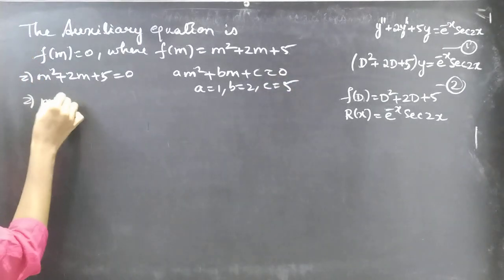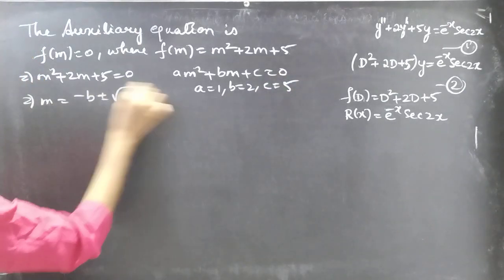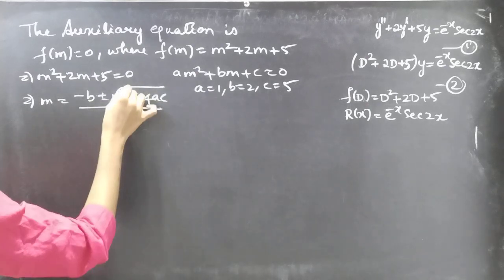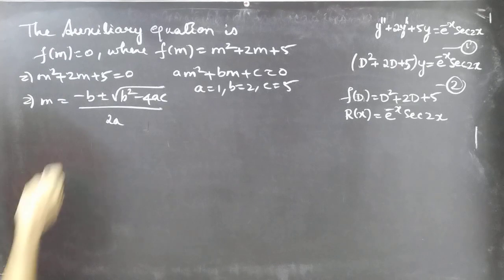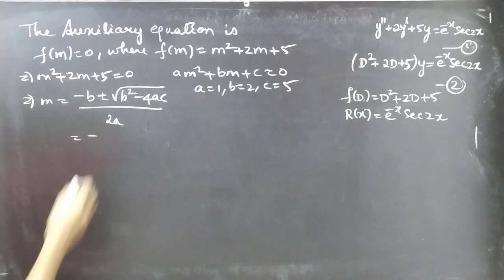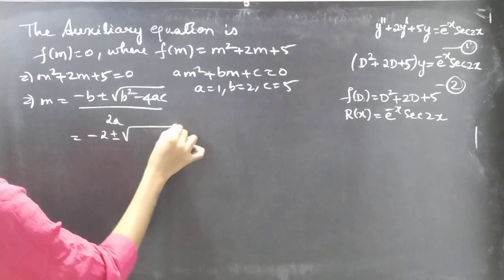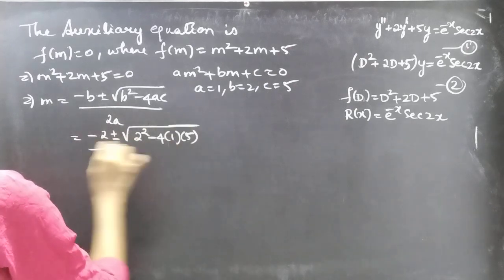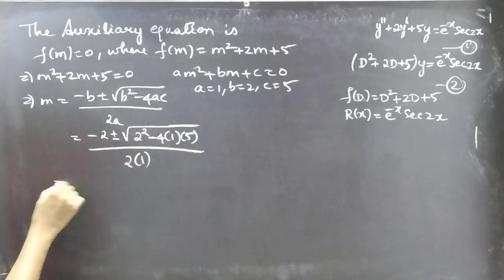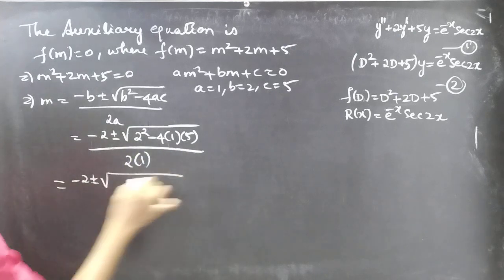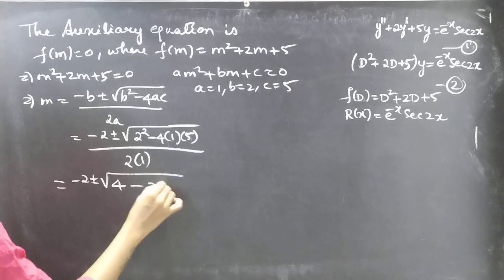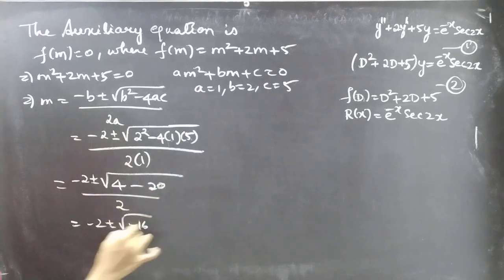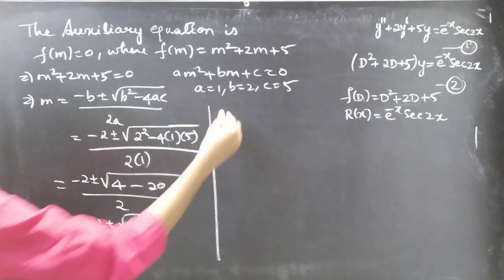Now we'll use the quadratic formula, minus b plus or minus square root of b square minus 4ac by 2a, to find roots of our auxiliary equation. We'll get minus 2 plus or minus square root of 2 square minus 4 into 1 into 5 by 2a. This gives us minus 2 plus or minus square root of 4 minus 20 by 2, which gives us minus 2 plus or minus square root of minus 16 by 2, right?